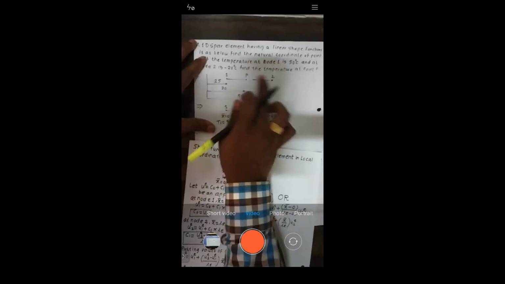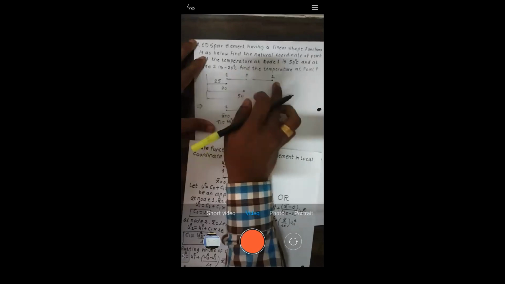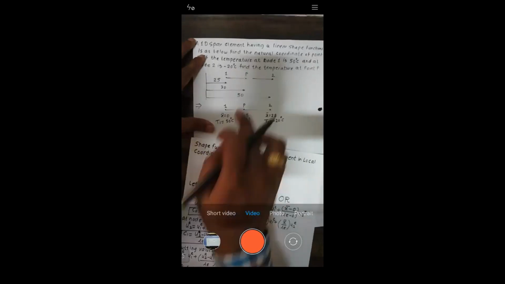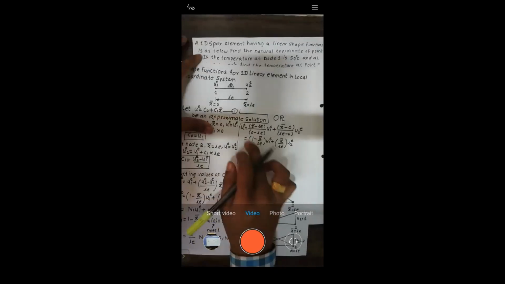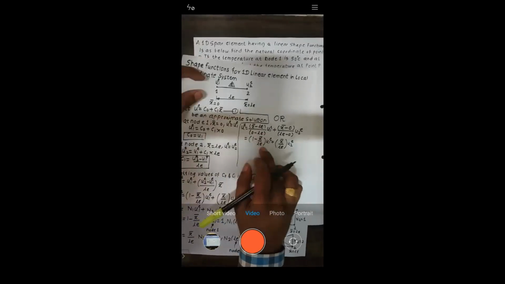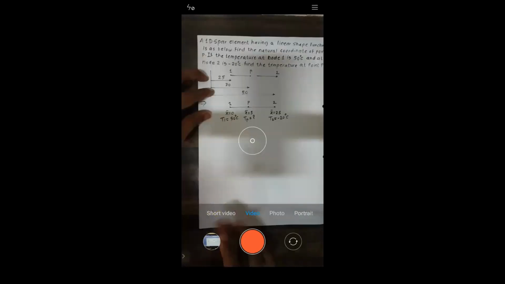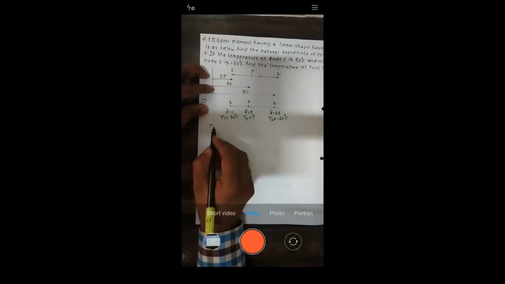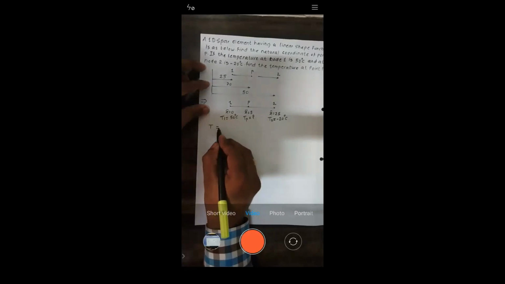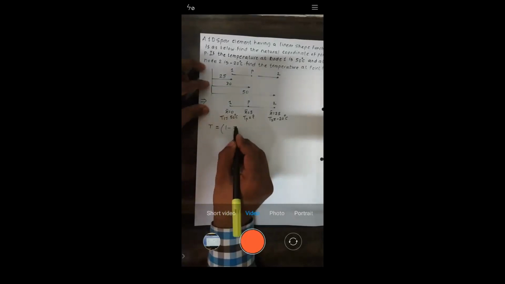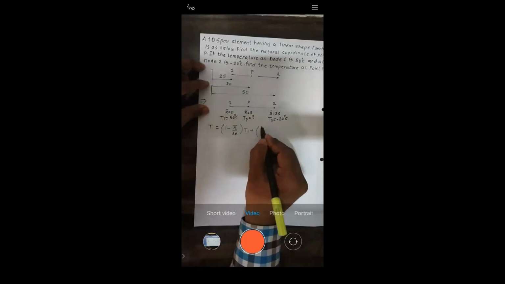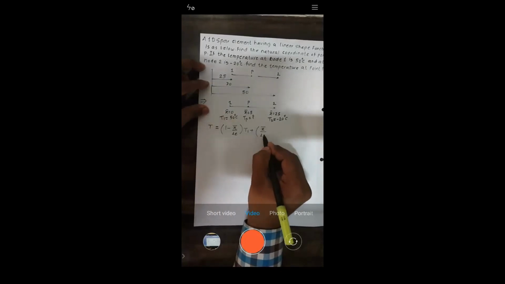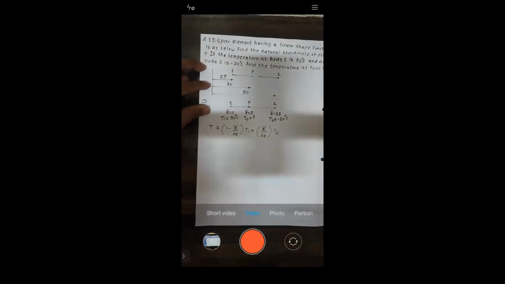So this element will have only 2 nodes. These nodes are 1 and 2. So this is the linear element, so we need to refer to the shape functions for linear element. And what are the shape functions? 1 minus x bar by LE, right? So how will we calculate temperature? Temperature is equal to 1 minus x bar by LE T1 plus x bar by LE T2. Is it okay or not?